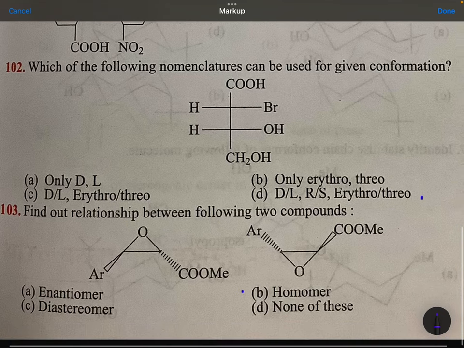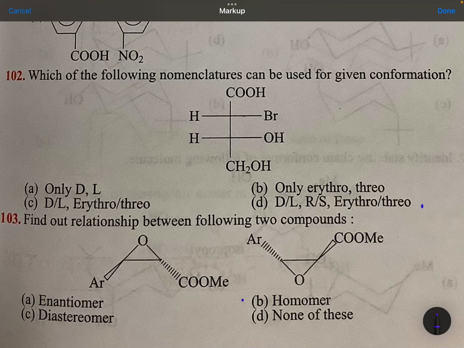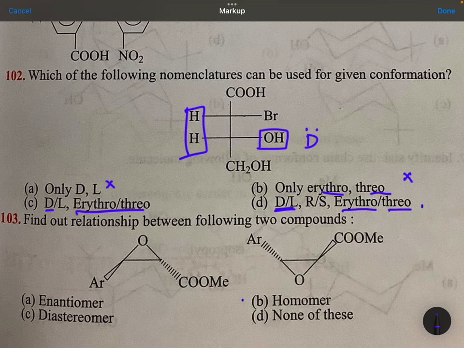Which of the following nomenclatures can be used for the given conformation? Two hydrogens are on the same side, so you can use erythro-threo type. Hydrogen same side, erythro; opposite side, threo. You can use that term. And OH is on the right side, so it is D. So DL forms also you can write. So this is also gone. Then at this place, clockwise rotation or anti-clockwise rotation of each carbon also you can say, based on priority, by Cahn-Ingold-Prelog rules. So it can explain even R and S also.